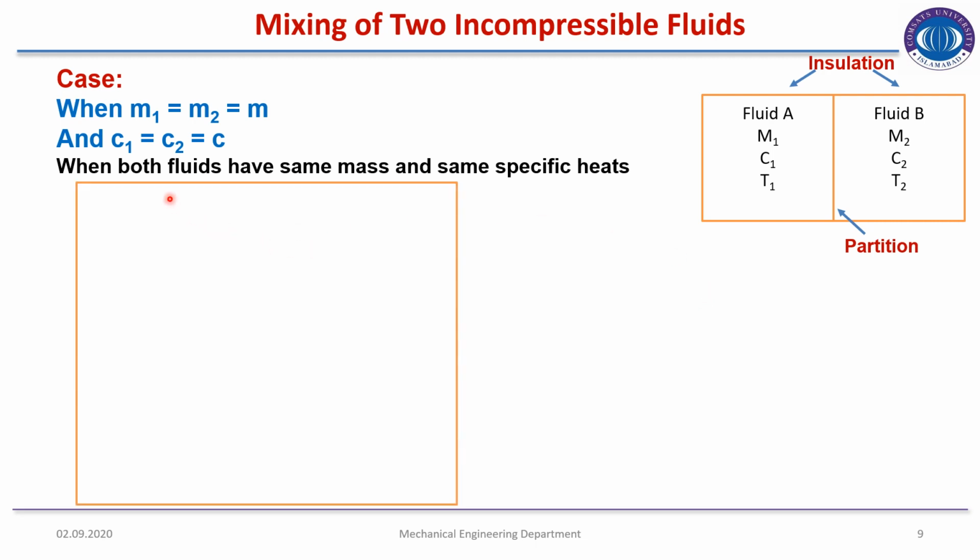So here is a case when M1 is equal to M2, that is both fluids have the same mass. M1, the mass of fluid A, and M2, the mass of fluid B, are equal, so we have represented the equal value with a single value M. Both have the same specific heat, that is C. So C1, the specific heat of fluid A, and C2, the specific heat of fluid B, have the same value, so we have represented that with a single specific heat C.